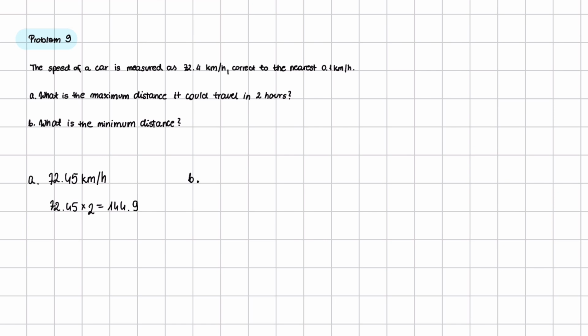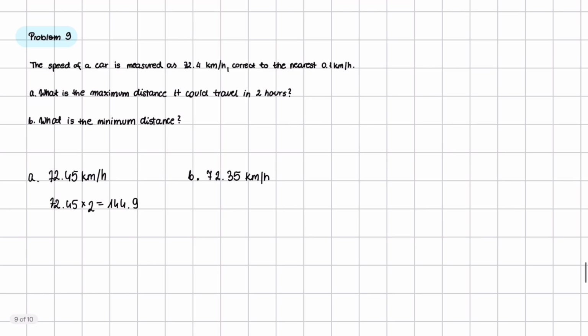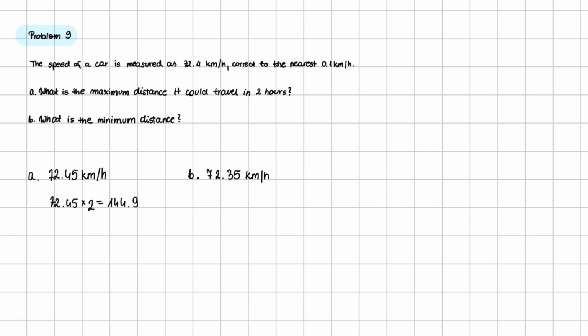And in B we have to find what is the minimum distance. So firstly we have to give the minimum speed. So the minimum speed is 72.35, because we rounded up, so our answer corrected to the nearest 0.1 kilometers per hour will be 72.4 kilometers per hour, and we have to do the same. So 72.35 times 2 equals 144.7, and also units, kilometers.